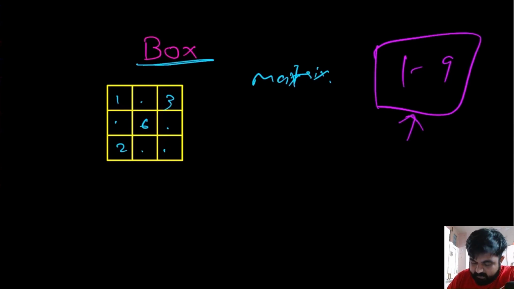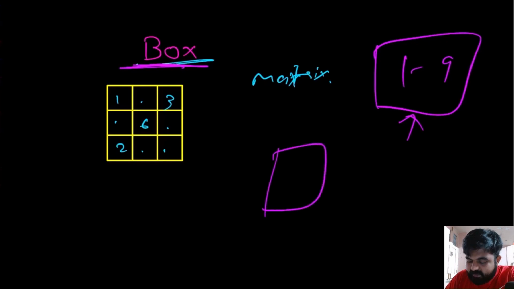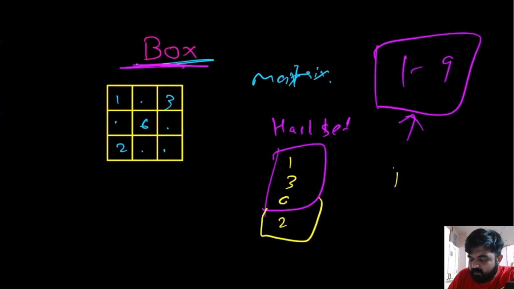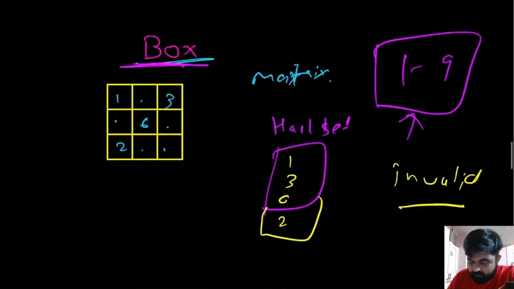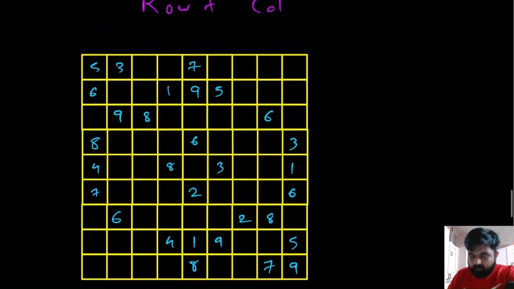So again, even for the box, we would be able to create a simple matrix or a simple hash set. Now for this hash set, we are going to apply the same logic, and we would keep adding the entries until we find any duplicate entries. And if we find duplicated entries, we will call it invalid.